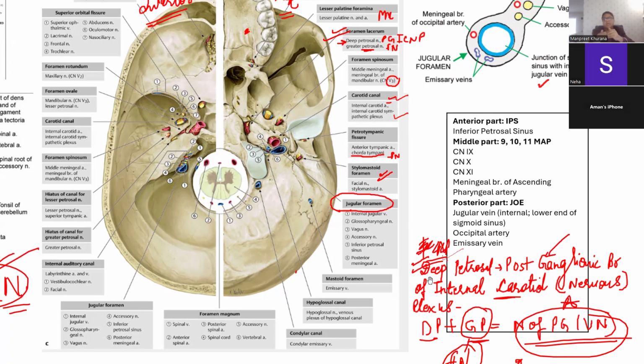Middle part, we have the 9, 10, 11 and MAP, that is the meningeal branch of the ascending pharyngeal artery. Posterior part, we have JOE, that is the jugular vein, occipital artery and emissary vein. Okay, so let me ask you some questions.